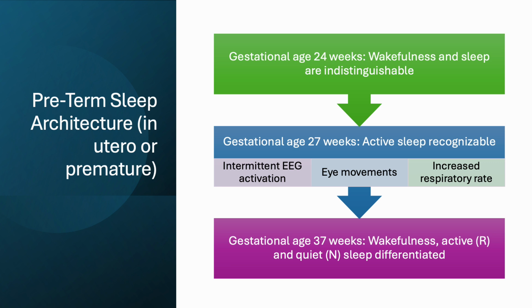At 24 weeks, you can't tell whether a fetus is awake or asleep. At 27 weeks gestational age, you can tell whether the fetus is in active sleep due to their intermittent EEG activation, eye movements, and increased respiratory rate. At 37 weeks gestational age, wakefulness, active sleep or REM sleep, and quiet sleep are differentiated. You can tell the difference.